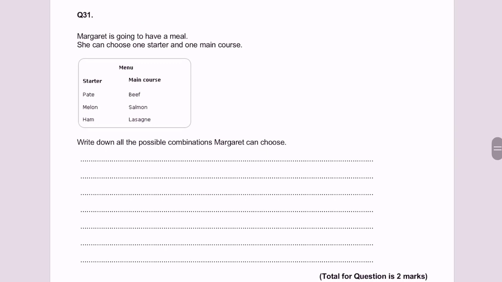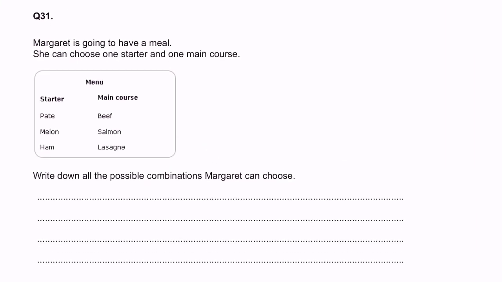Question 31. Margaret is going to have a meal. She can choose one starter and one main course. So we have the menu here. Write down all possible combinations Margaret can choose. Now when you write down this sort of question, you can write down the whole word, but you don't want to waste your time. Best to write down the first letter of each item. So we can have pate and beef, so let's write down P and B, then P and S, and then P and L.